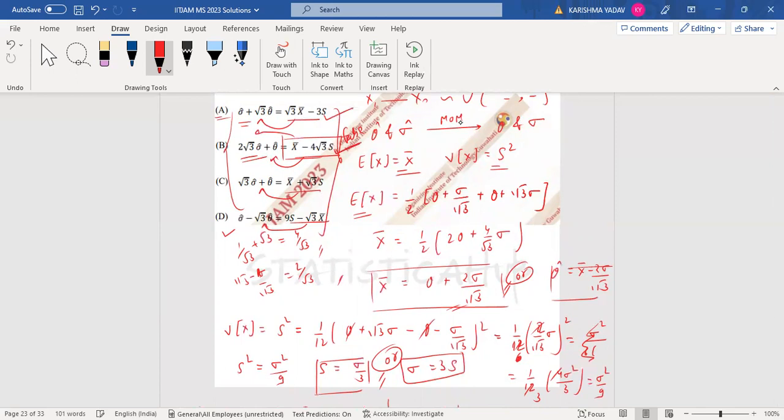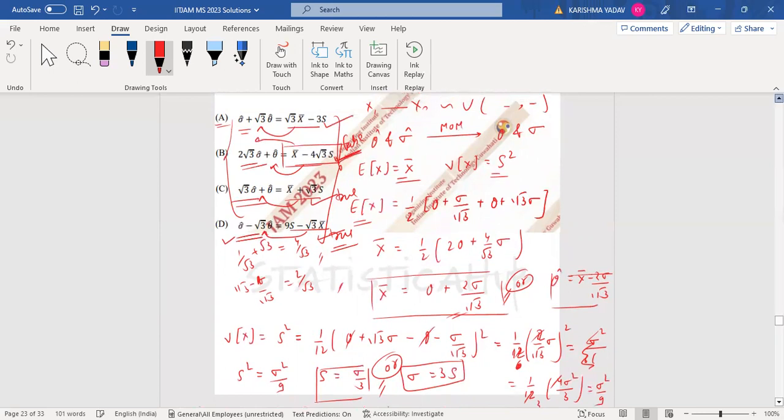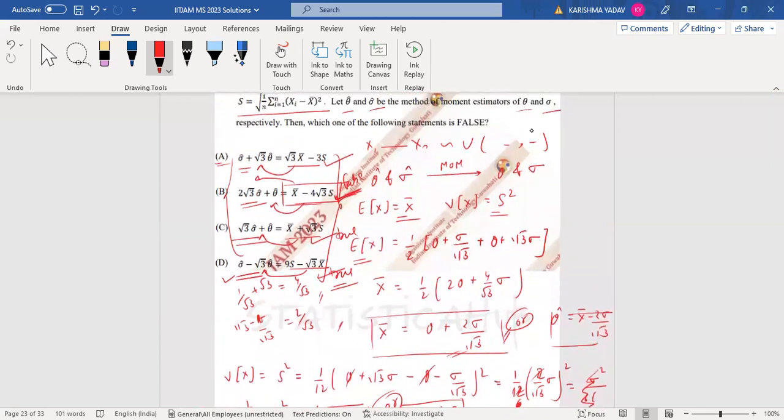You can also check options C and D, and I'm sure that they will be true also. Just put the values of x bar and s, and you will see that they also give these results. You have to choose the false statement, so the false option is option B.